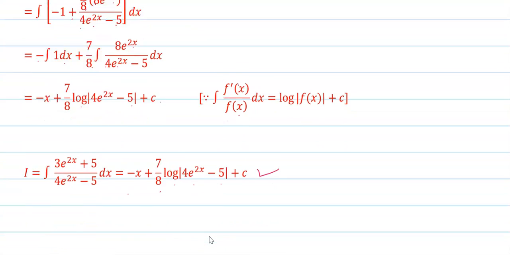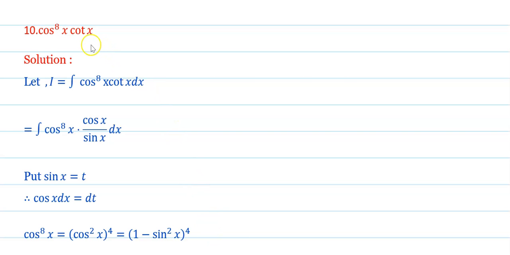You can see. Now the next problem, problem number 10. That is cos x raised to 8 into cot x. Now here I is equal to integral of cos x raised to 8 into cot x into dx. Now see this here, integral cos x raised to 8. Cot means what? Cos upon sin into dx.